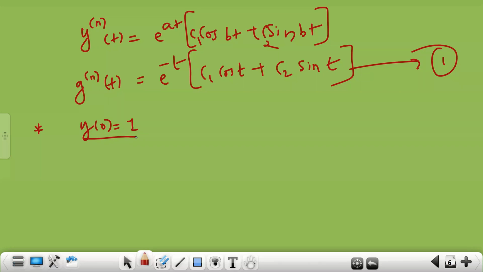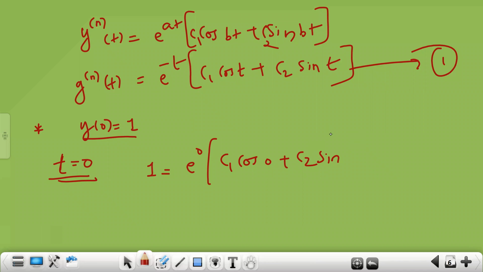So this was y of 0, one of the initial conditions. So I'll put time t equal to 0. So y of 0 is equal to 1. So 1 is equal to e to the power 0 into c1 cos 0 plus c2 sin 0. Sin 0 is 0, as you already know. Cos 0 is 1. So 1 is equal to 1 into c1, or c1 is equal to 1. I hope all of you got the value of C1. If any doubts, please tell me.